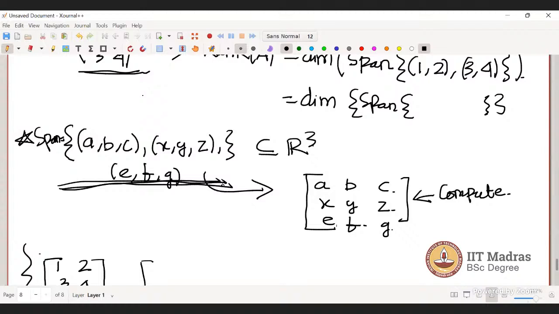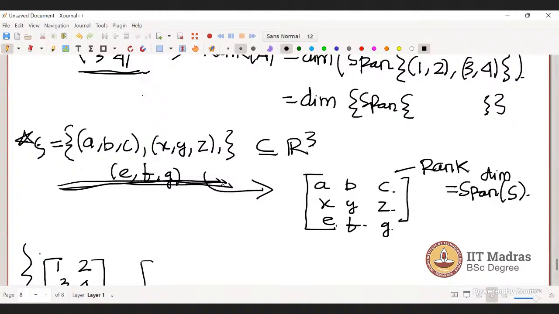No, I'm not talking about span of this matrix. I'm talking about rank of this matrix. Yeah, but you have equated them, no? Rank of A equals to... No, I am saying the rank of this matrix equals the dimension of the span of this set S. This set S. Yeah. The rank of this matrix is the same as the dimension of the span of the set S.